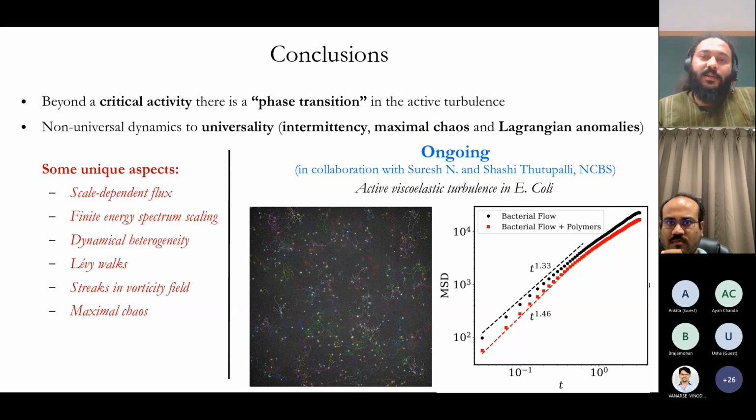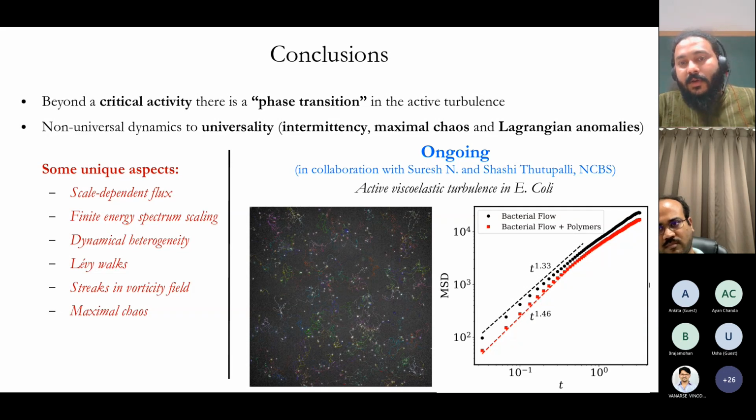And this universality is very interesting because it is intermittent. It gives this maximal chaos and also a host of Lagrangian anomalies. There are also a lot of other interesting things in the system I can talk about, like a scale-dependent flux, finite scaling, and so on. You can read those in the references.